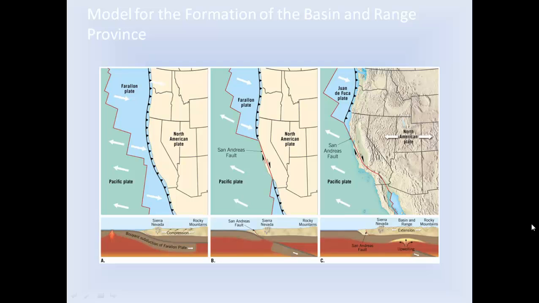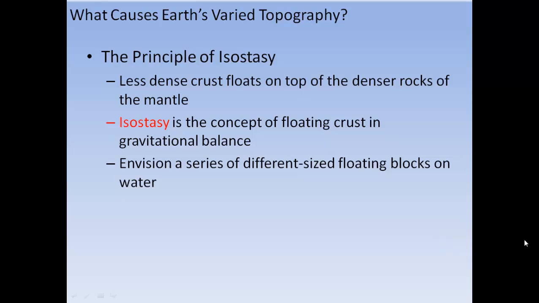So here's one model for the formation of the Basin and Range, with the Pacific Plate and the Farallon Plate. The Pacific Plate is kind of pulling on the North American plate, causing a tensional force that's pulling the rocks apart, causing those fault block mountains to form.